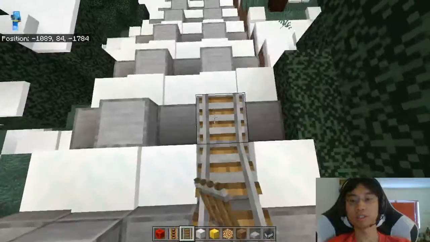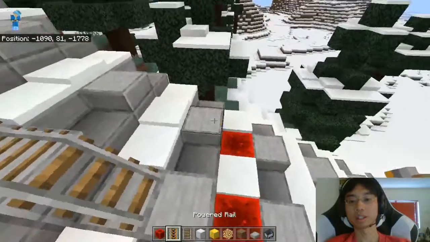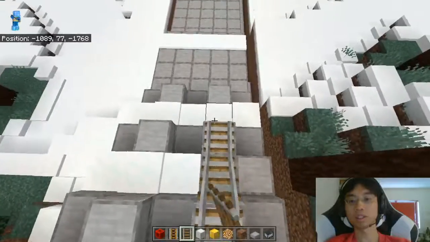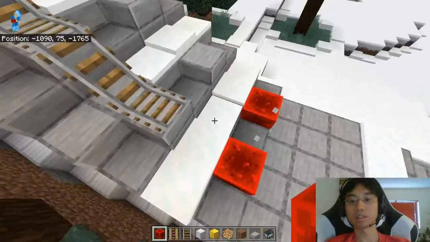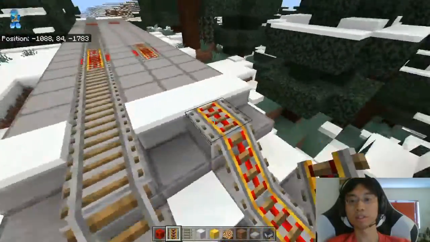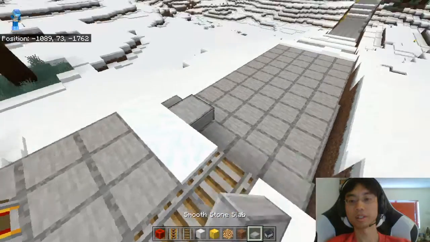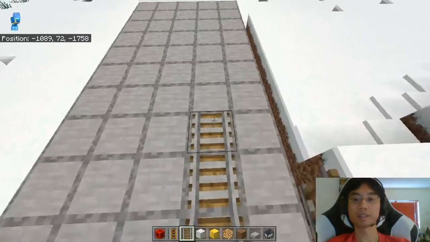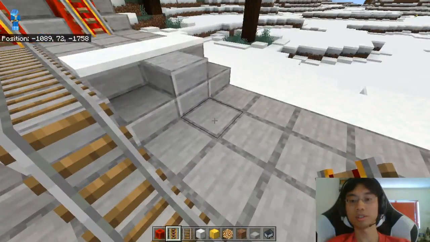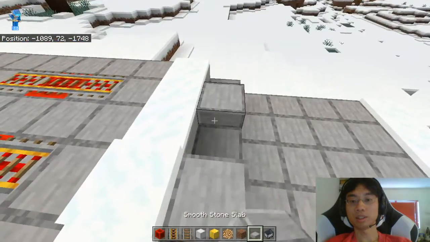One, two, three, four, five, six, seven, eight, nine, ten. And this is all powered all the way. That, and probably put that there just in case, even though we are unlikely to need it.